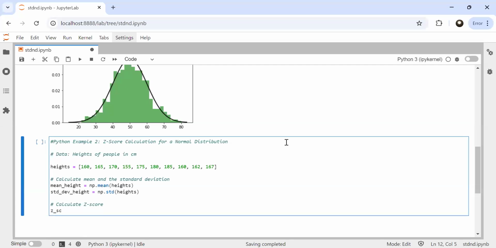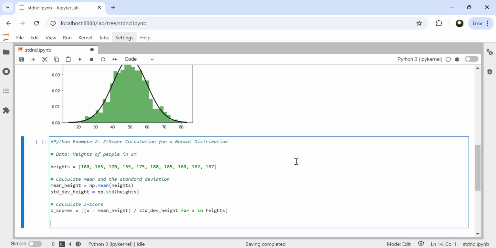Now for z-scores, let us declare a variable and the formula. So what I'm doing: x minus mean_height divided by standard deviation of height, for x in heights. I'm using list comprehension here.